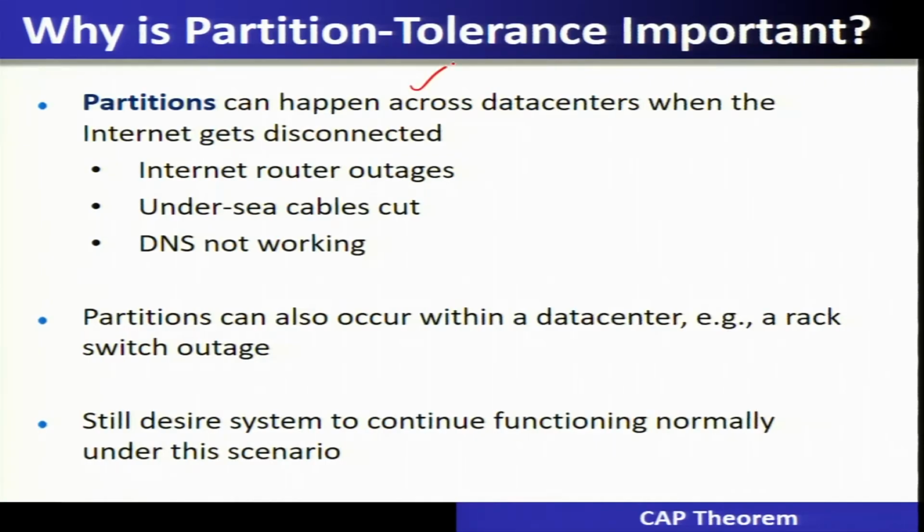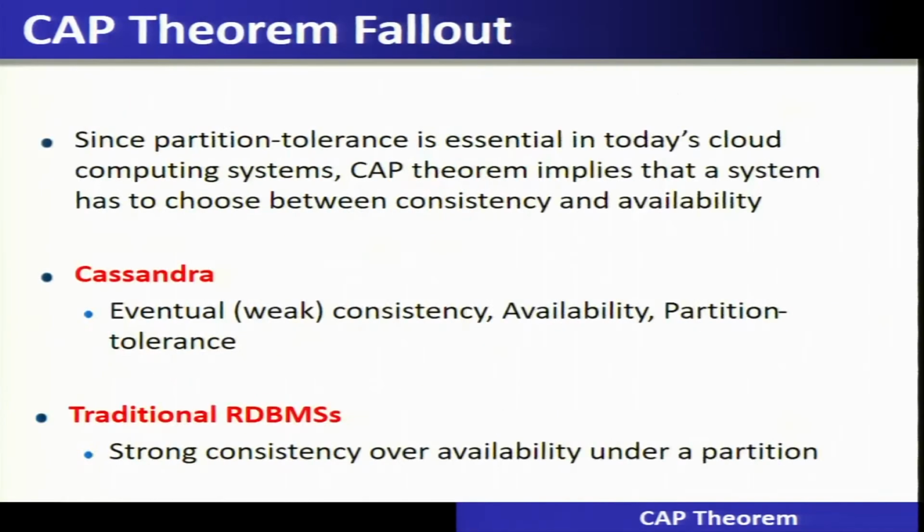Partition can happen across data centers when the internet gets disconnected, due to internet router outages, an undersea cable cut, or DNS not working. So, these partitions can happen across data centers due to these kinds of disruptions. Partition can occur within a data center also, for example, in the condition of a rack switch outage. You still need the system to continue functioning normally under any of these outages.